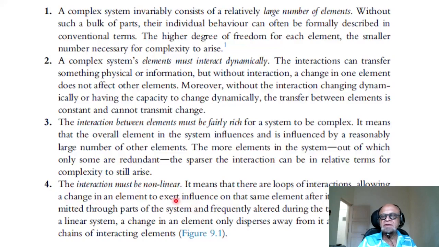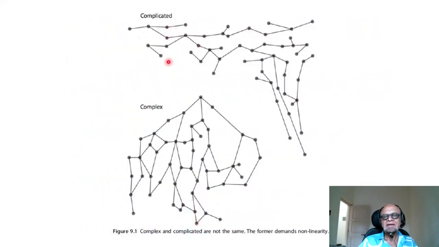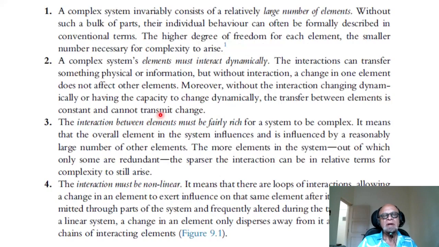The interaction must be non-linear. It means that there are loops of interactions allowing a change in an element to exert influence on that same element after it has been transmitted through other parts of the system and frequently altered during transmission. In a linear system, a change in an element only disperses away from it along branching chains of interacting elements. Okay, so you can see here complicated. It's still not clear whether you can understand complex and complicated from here, but if this system sends information or signal, it can go here, it can go here, and all the way down here and here, whereas here it goes through many more loops and has many more nodes and links and many more possibilities of things going wild and becoming non-linear. I suppose that's the point, but let's not worry too much about it.